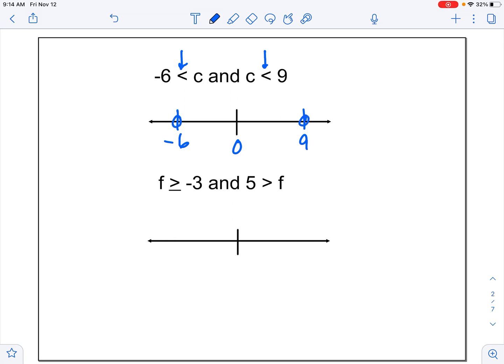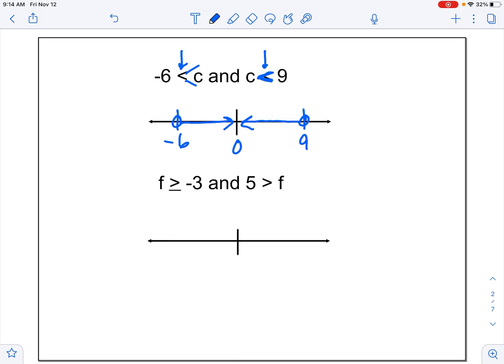And then C is greater than because it's opening up to the C, which means all the numbers greater than -6 go to the right. This one, C is the smaller of the two because it's pointing at the C. And so all the numbers less than 9 go to the left. So you can see they're going to graph towards each other.